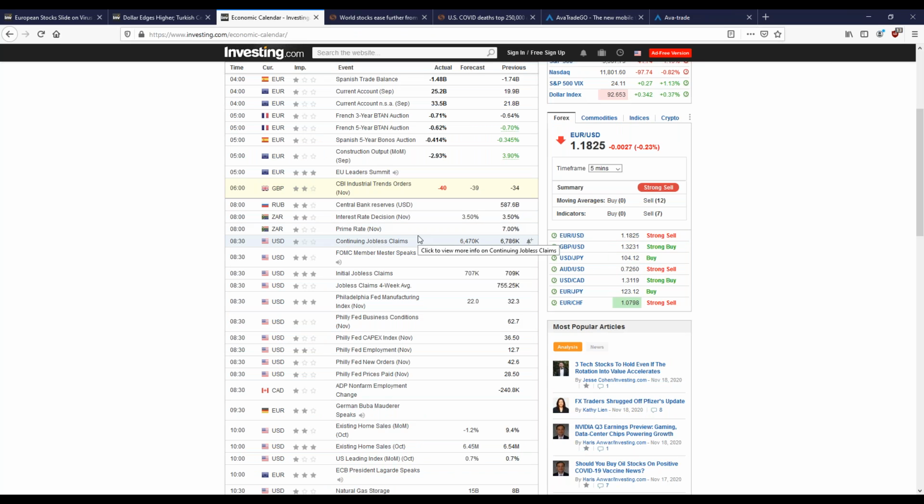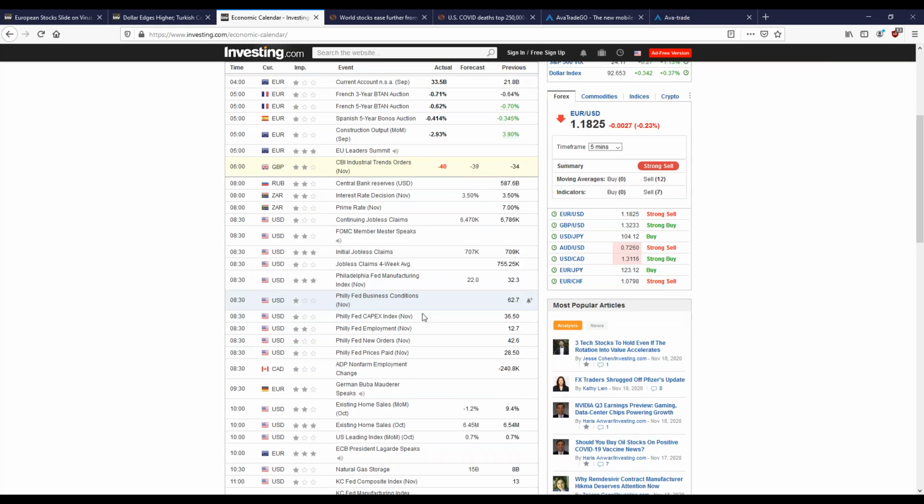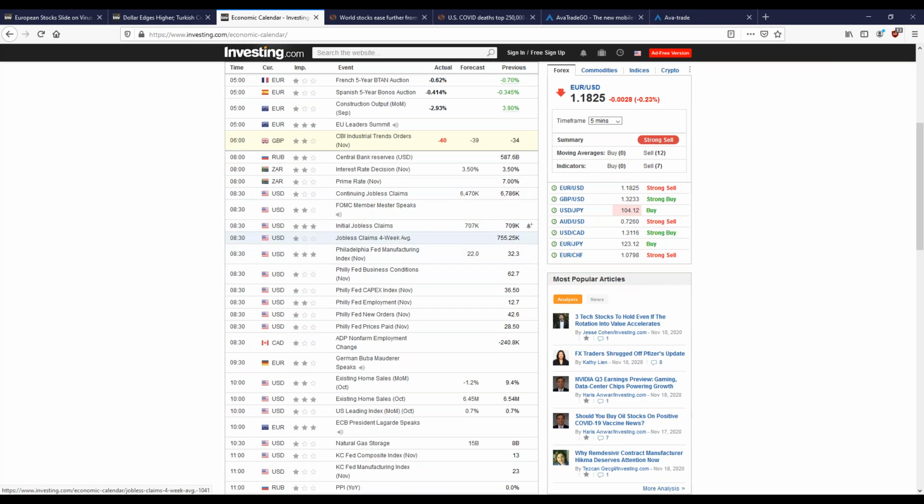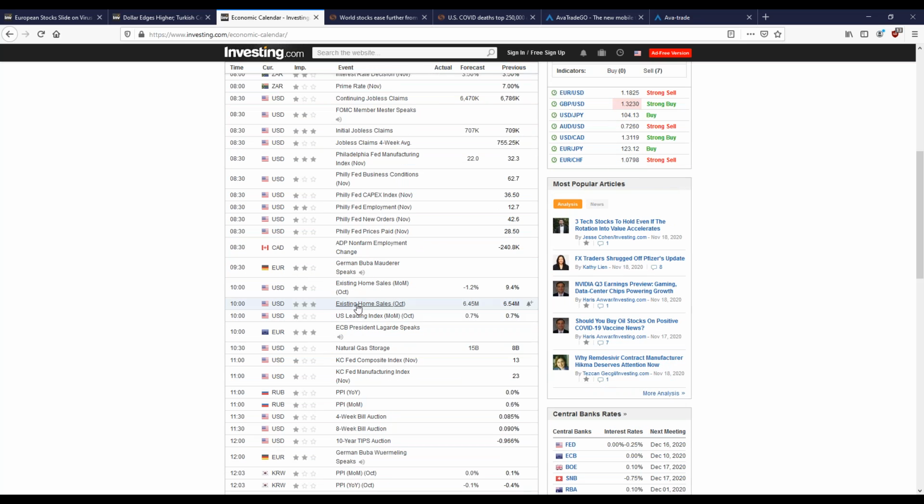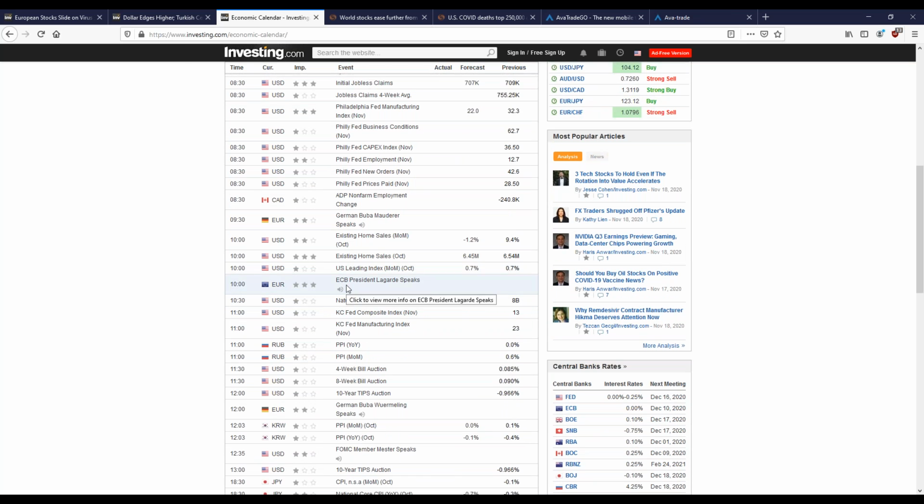There are some scheduled economic announcements later today out of the US that are quite large. Jobless claims, manufacturing numbers, etc. And the Philly Fed with some information coming out. And existing home sales later in the day out of the US. Out of the European Union, the European Central Bank president will be speaking. So a lot that could move the markets through the day today, especially in the US and the European Union.